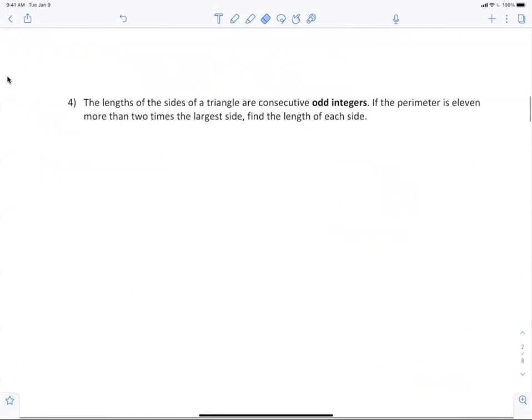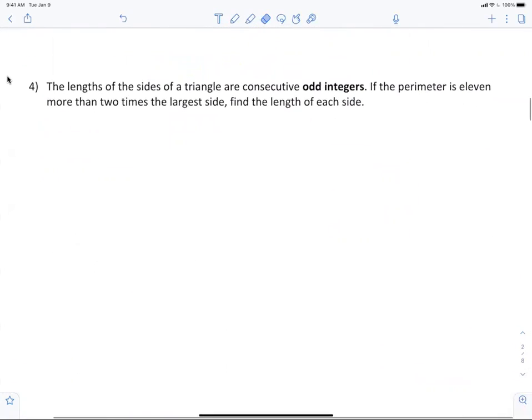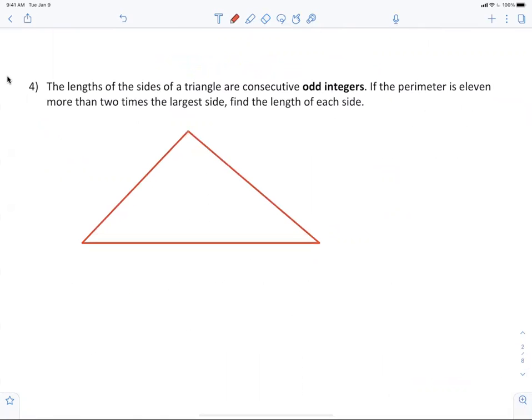Number 4. The lengths of the sides of a triangle are consecutive odd integers. So everybody is drawing me. Here we go. And now I have X, then what? And then what? X plus 4. That's what I want on your paper. That's what I want on your test.